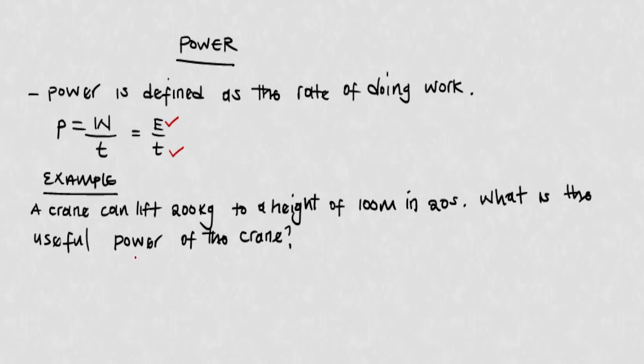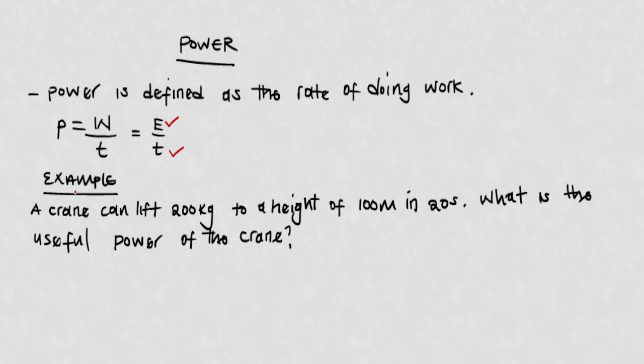Let's look at an example. A crane can lift 200 kilograms to a height of 10 meters in 20 seconds. What is the useful power of the crane? As usual, we're going to start with the data, then we're going to proceed to solving that question. So on the data, what do we have?